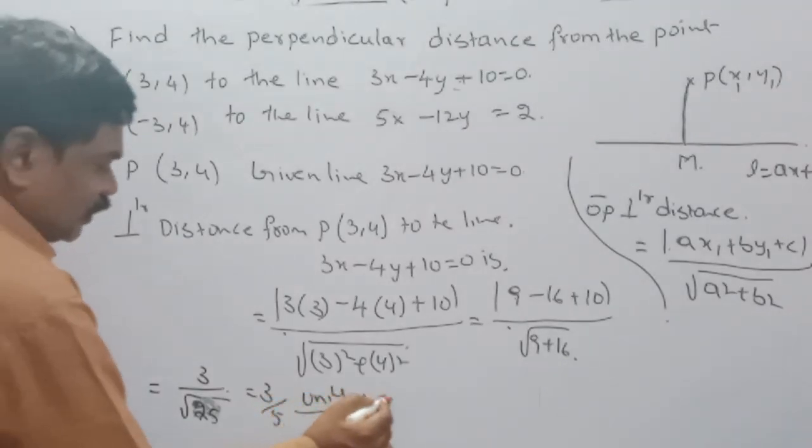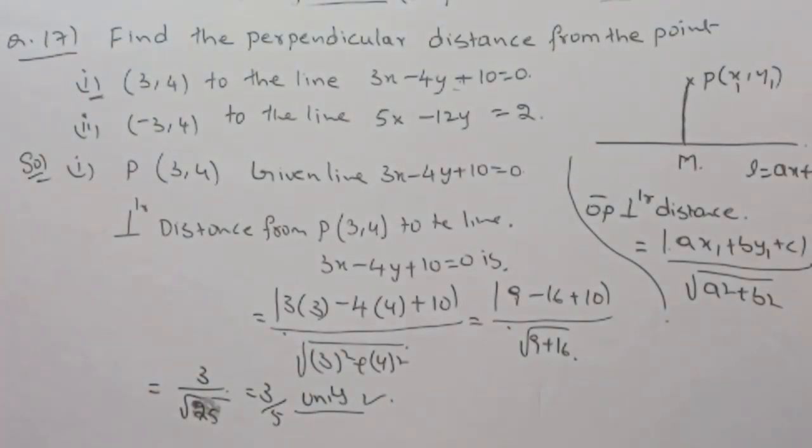So what is the perpendicular distance here? The perpendicular distance is 3 by 5 units, from the point P(3, 4) to the line 3x minus 4y plus 10 equals 0.